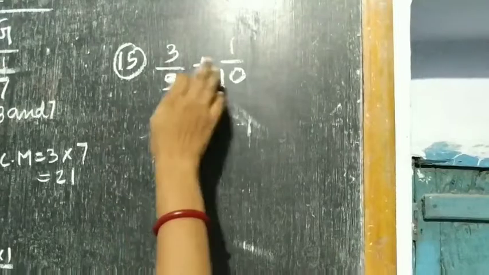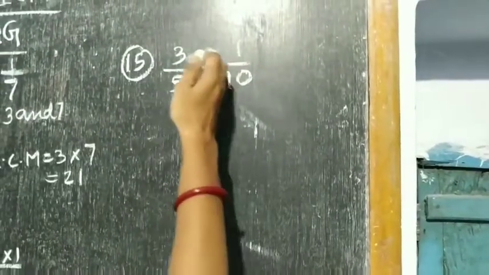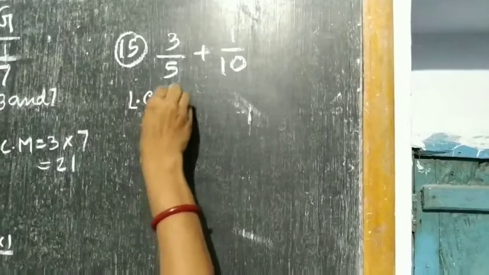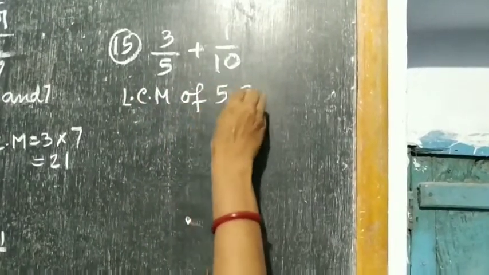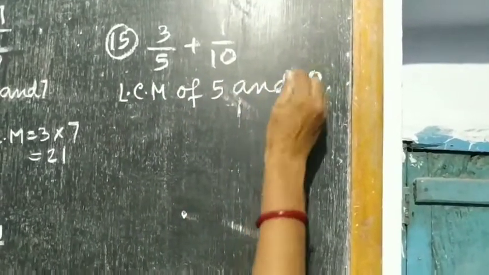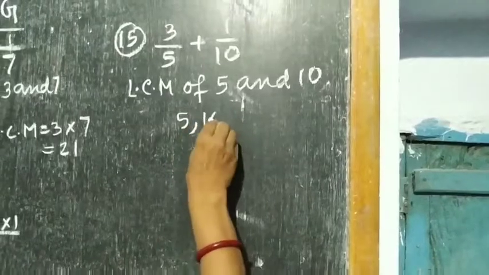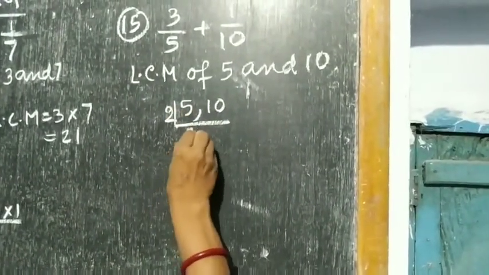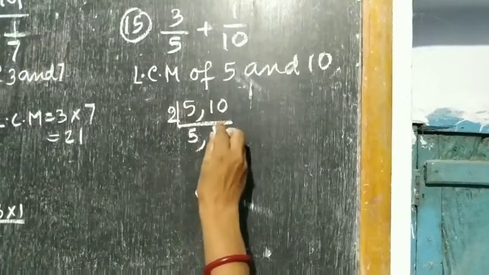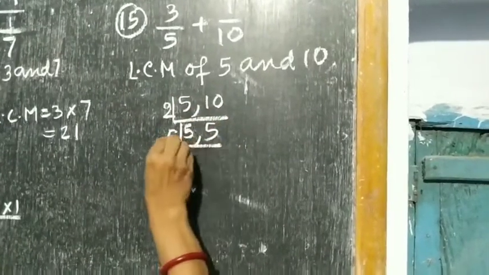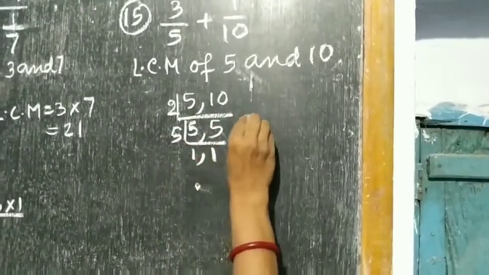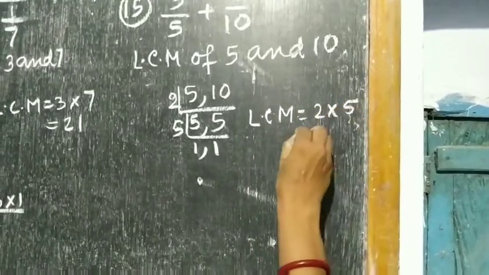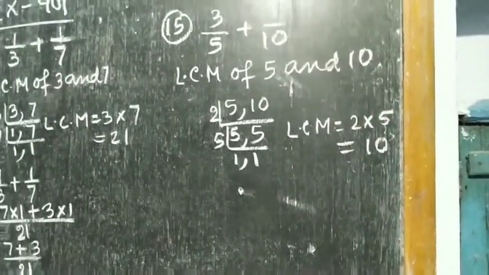Now sum number 15. You have to add the fraction 3 by 5 and 1 by 10. So first you take the LCM of the denominators 5 and 10. So here also I shall apply the repeated division method. So divide them by 2 first, 5. 10 divided by 2, 5. So by 5, 1, 1. So LCM equal to 2 into 5, that is equal to 10.